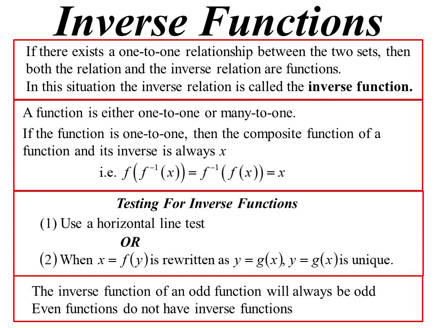Whereas even functions will never have an inverse function, because even functions have reflectional symmetry. As soon as you've got reflectional symmetry, you're going to fail the horizontal line test. So no even functions will have inverse functions.